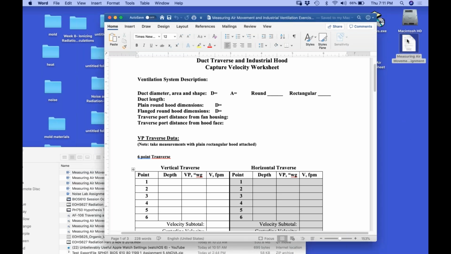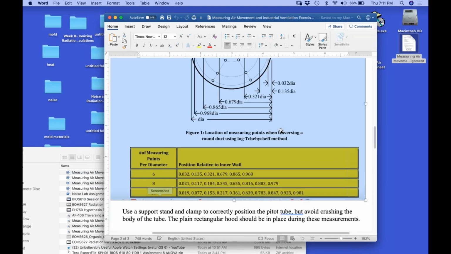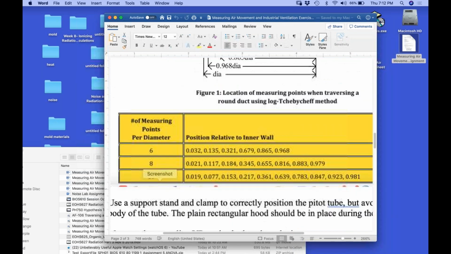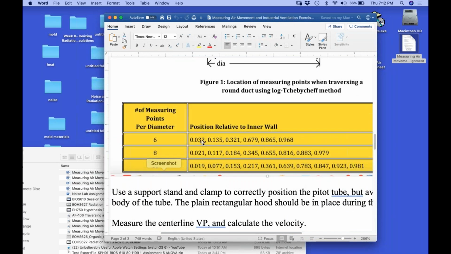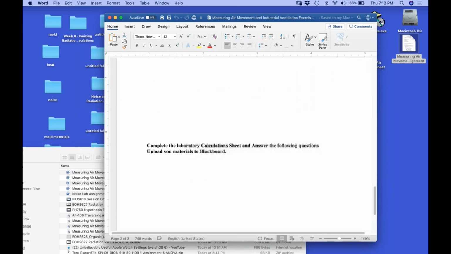There's another chart there, which will tell you that if you have 6-inch ductwork, you have to measure the points for 6-inch ductwork, if you're going to take 6 readings, 3 on one side, 3 on the other, is 0.032 in, 0.135, 0.32 up. Oh, these are the percentages of the way through the ductwork that you're going to have to go. So we're going to have to figure out what that percentage is for 6 inches, right? So 0.032 of 6 inches, 0.0135, and we'll figure that out and we'll get those velocity readings.